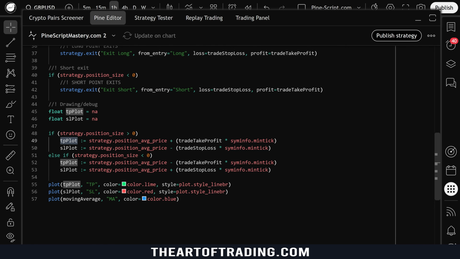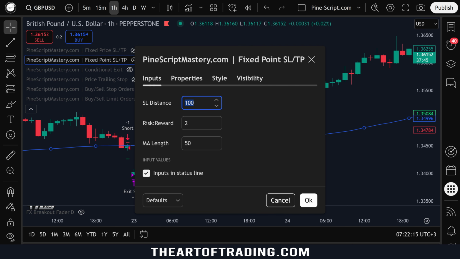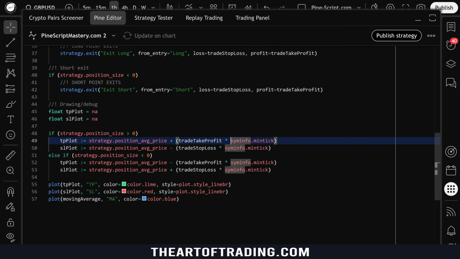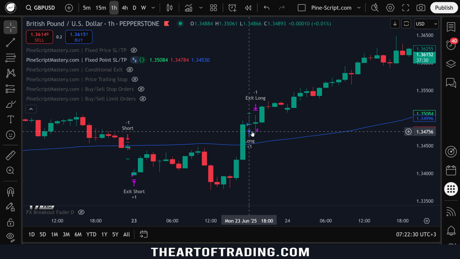But to get our take profit plot for a long trade, I need to add our point distance to our entry price. So once we've entered a trade, I multiply our fixed take profit distance in points. So that would be 2 times this value. So 200 points multiplied by our syminfo.mintick value will give me the price of our take profit. And that becomes our green line here and our red line.